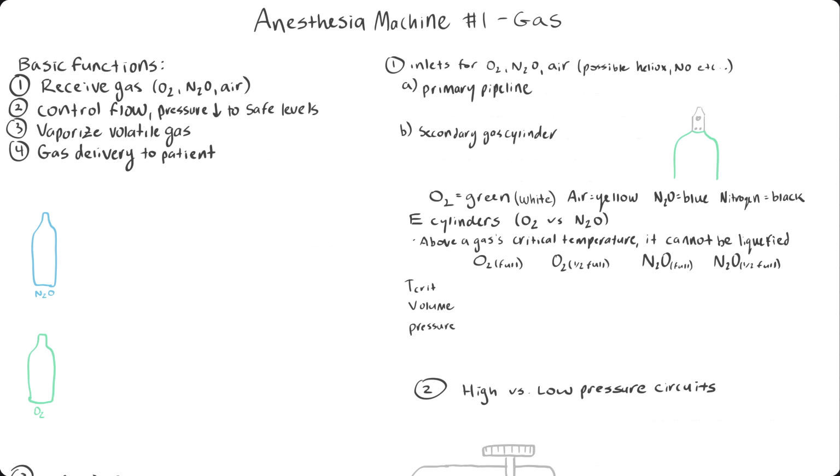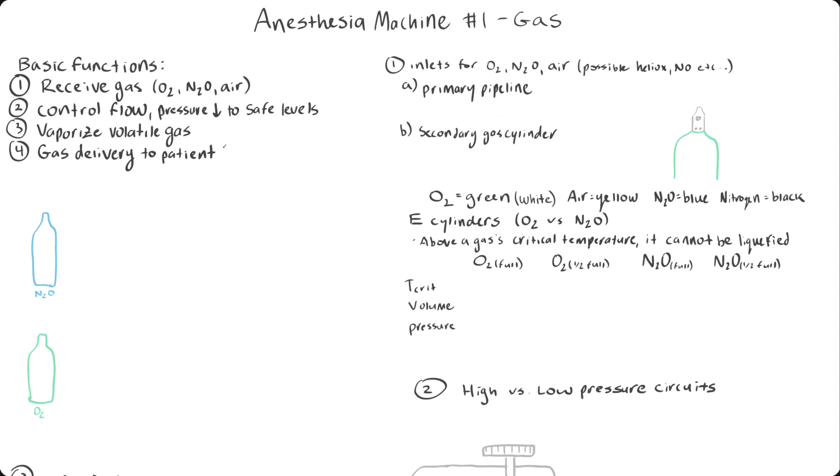So in this video, we'll talk about the basic functions of the anesthesia gas machine, which is to receive gas, whether that's oxygen, nitrous, air, or something else, control the flow of those gases, decreasing the pressure to safe levels, vaporizing some type of volatile gas to anesthetize the patient, and of course, delivering that gas to the patient.